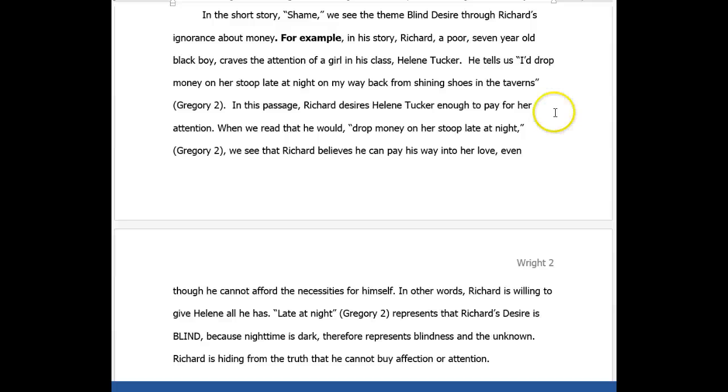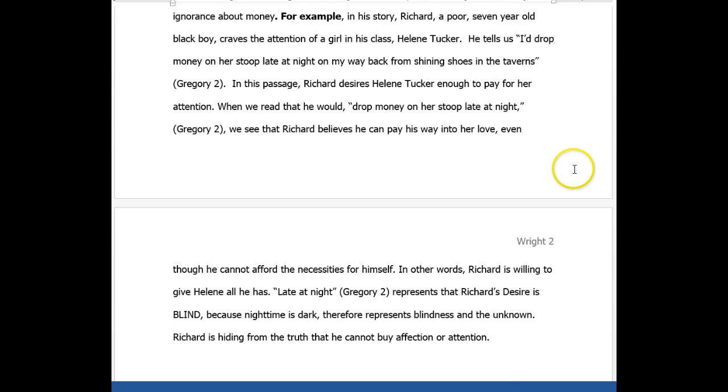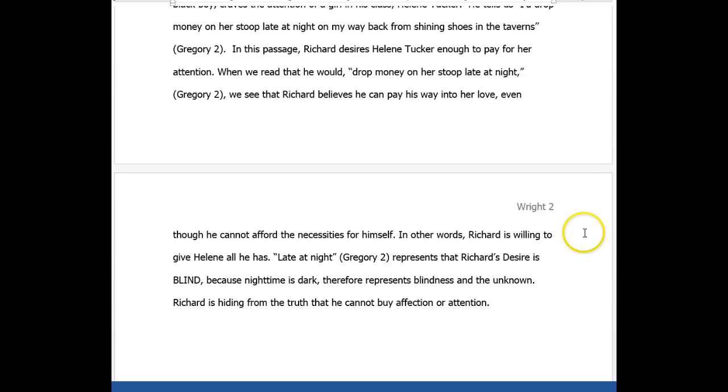When we read that he would, quote, drop money on her stoop late at night, we see that Richard believes he can pay his way into her love even though he cannot afford the necessities for himself. In other words, Richard is willing to give Helene all he has. Late at night represents that Richard's desire is blind because nighttime is dark, therefore represents blindness and the unknown. Richard is hiding from the truth that he cannot buy affection or attention. So that's the body paragraph.